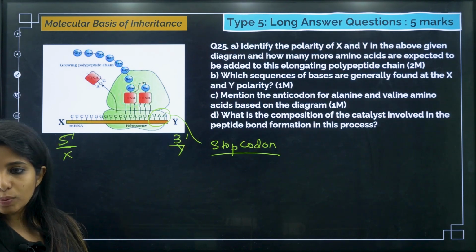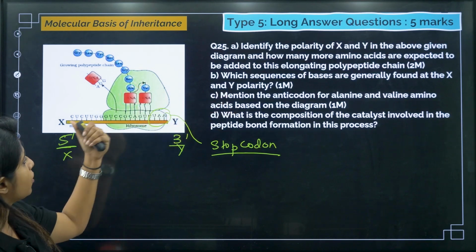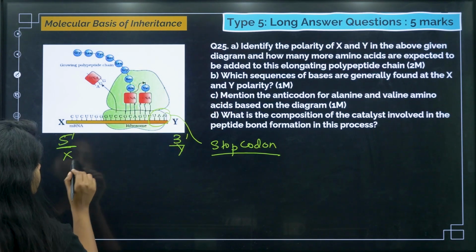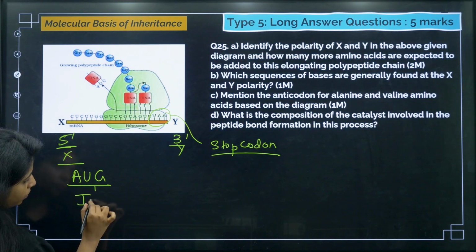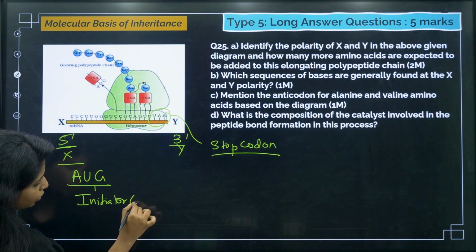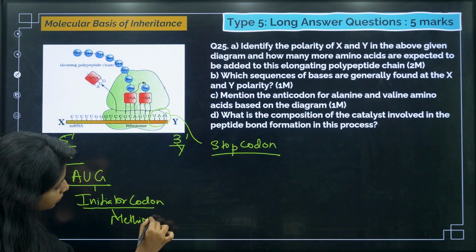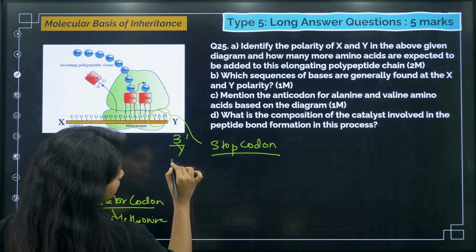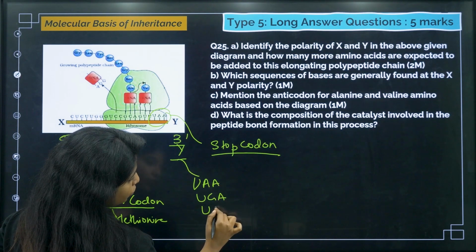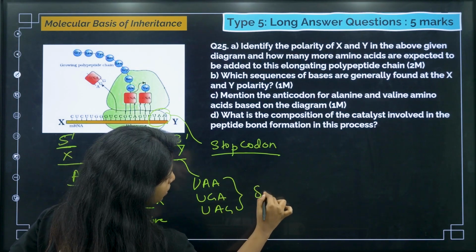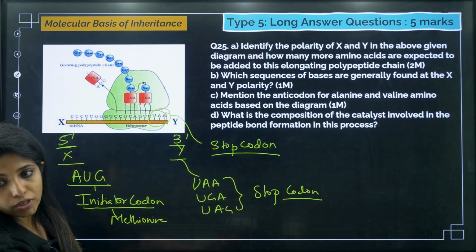Now, which sequence of bases are generally found at the X and the Y polarity? So X polarity will be having AUG, which is the initiator codon. And AUG also codes for what, children? Methionine. Whereas this Y end will always have UAA or UGA or UAG. They are all the stop codons that you can find, so that the translation process can stop.